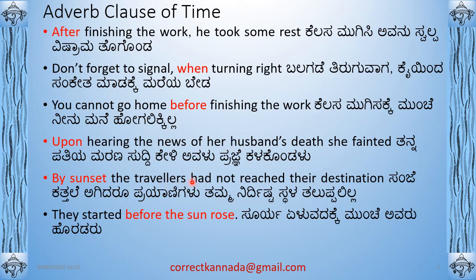Right. By sunset, the travelers had not reached their destination. Sanjay kattale agidaru. Right. Here, even by sunset. ಕತ್ತಲೆ means darkness. ಸಂಜೆ ಕತ್ತಲೆ ಆಗಿದರೂ ಪ್ರಯಾಣಿಗಳು, travelers, ತಮ್ಮ ನಿರ್ದಿಷ್ಟ ಸ್ಥಳ, means destination, ನಿರ್ದಿಷ್ಟ ಸ್ಥಳ ತಲುಪಲಿಲ್ಲ. ತಲುಪು is to reach. ತಲುಪಲಿಲ್ಲ means they did not reach. So here again ಆಗಿದರು is being used. Okay. ಕತ್ತಲೆ ಆಗಿದರು, even after it has become.